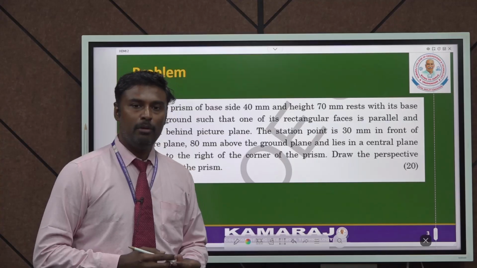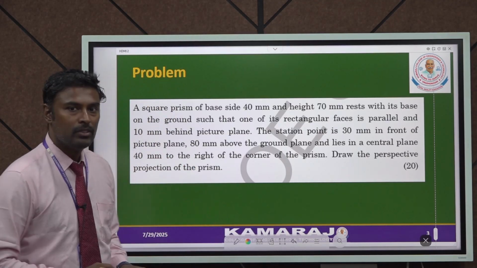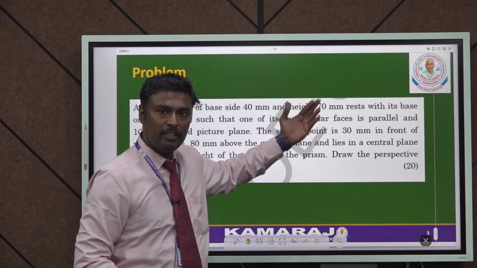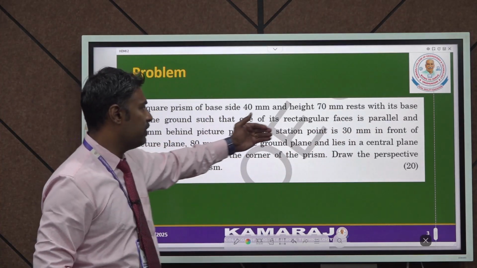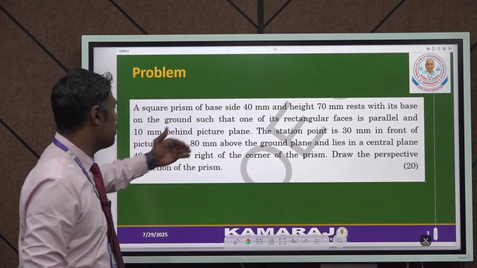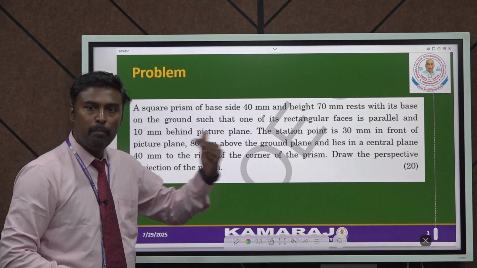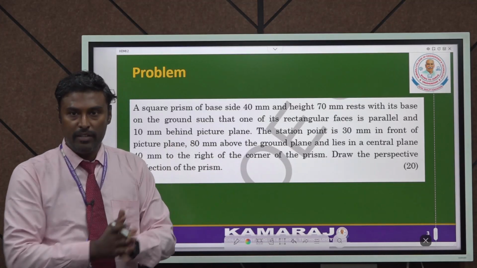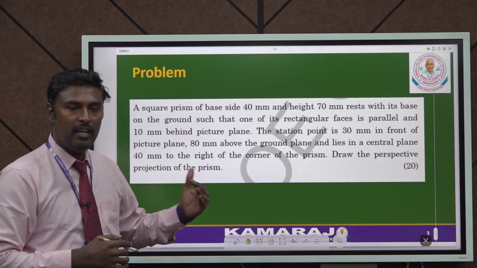So this is an example problem. We are going to discuss a square prism. A square prism is given, with the base side and height of the prism given, resting with its base on the ground such that one of its rectangular faces is parallel to and 10 mm behind the picture plane. I will explain step by step how to draw this in the top view and in the front view, and how to draw the horizontal line, ground line, and the picture plane. I will explain one by one.